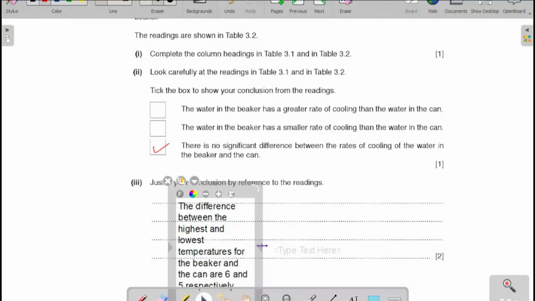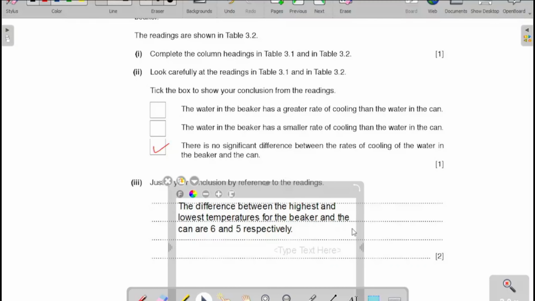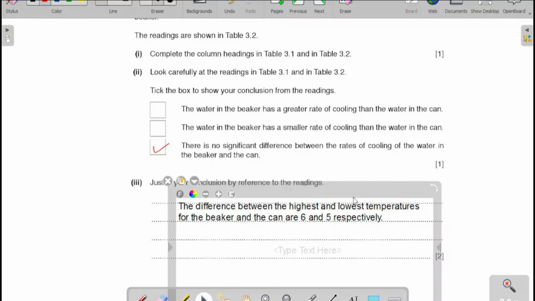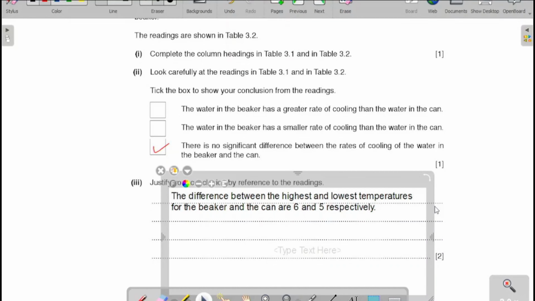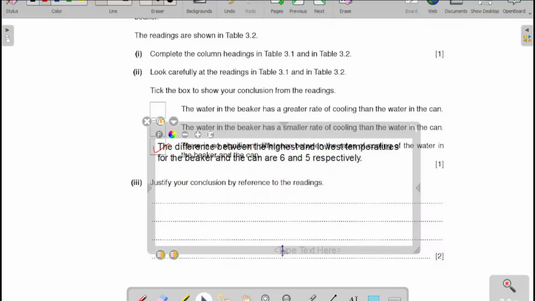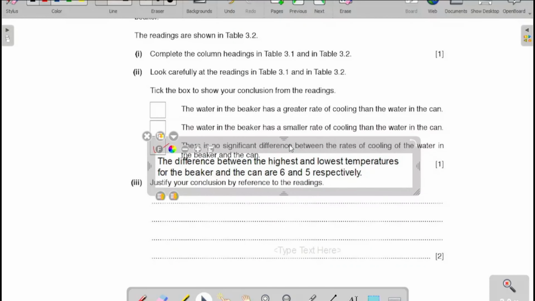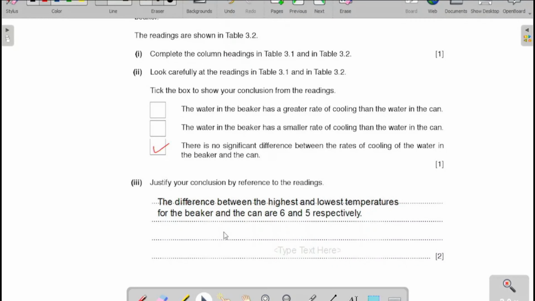So you can now quote it this way: 6 and 5 respectively. Let me put it here. Can I bring these together? Okay, so that means we have 94. You need to quote this: 94 minus 89 equals 6 degrees Celsius. You have that one.